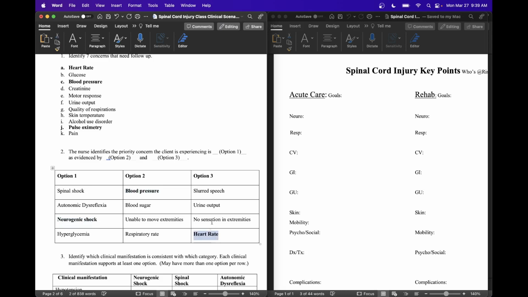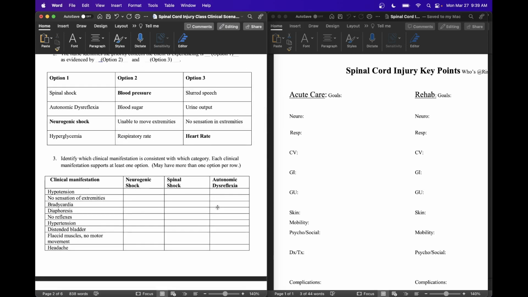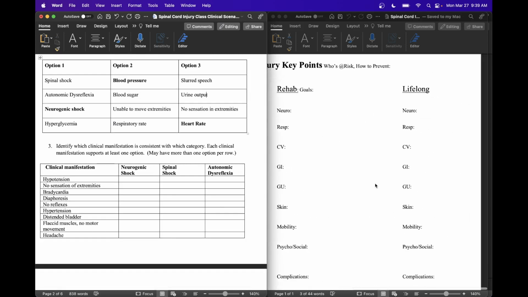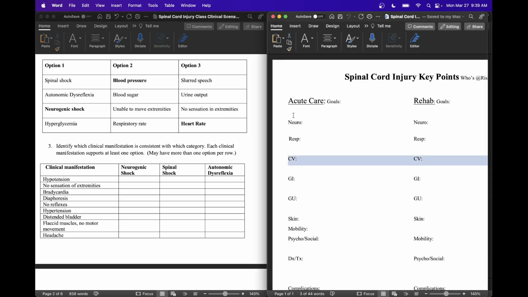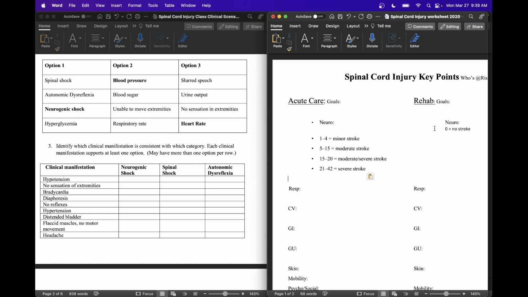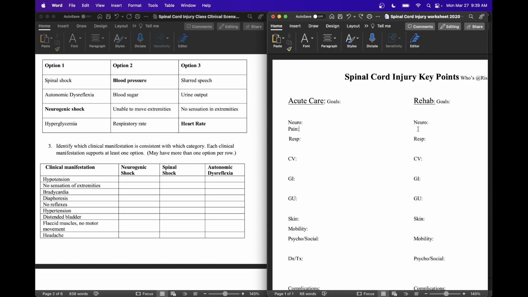One thing that's not on here should be pain. So I would add pain on here. But the acute care, that's how our case study is going to start, and then go into rehab, and then we'll talk a little bit about the lifelong processes. Okay. So let's put that over to the side. We're going to talk about TW.